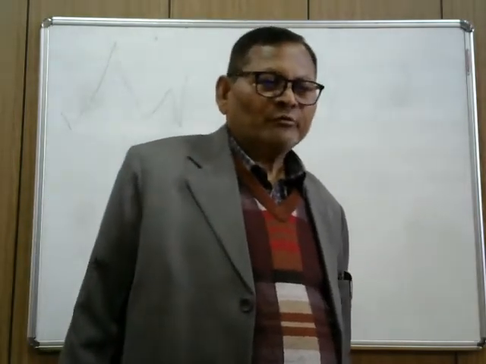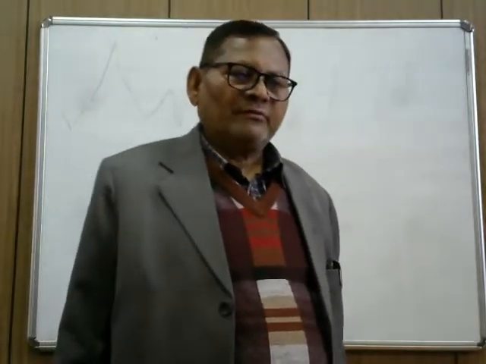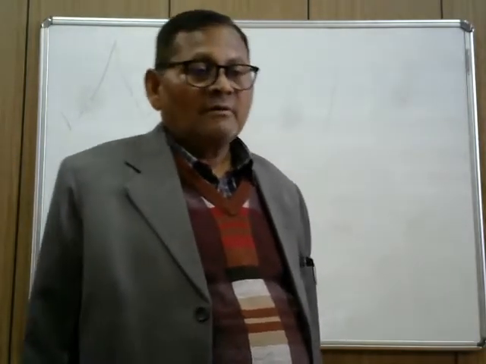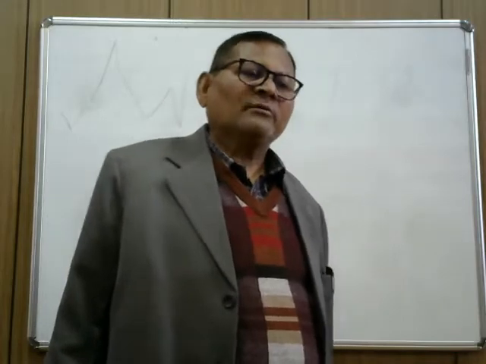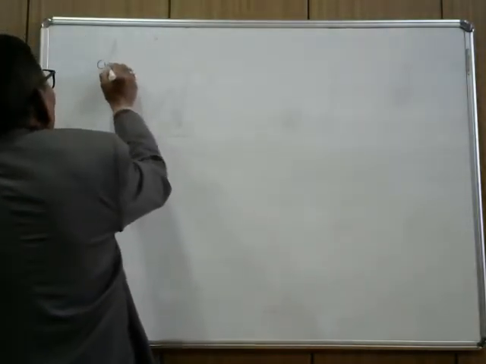In lecture 4, I am going to take the topic: first, conversion of terminating decimal in the form of p by q, where p and q are integers and q is not equal to 0. Second, conversion of non-terminating repeating decimal in the form of p by q, where p and q are integers, q is not equal to 0. My topic is number 1.